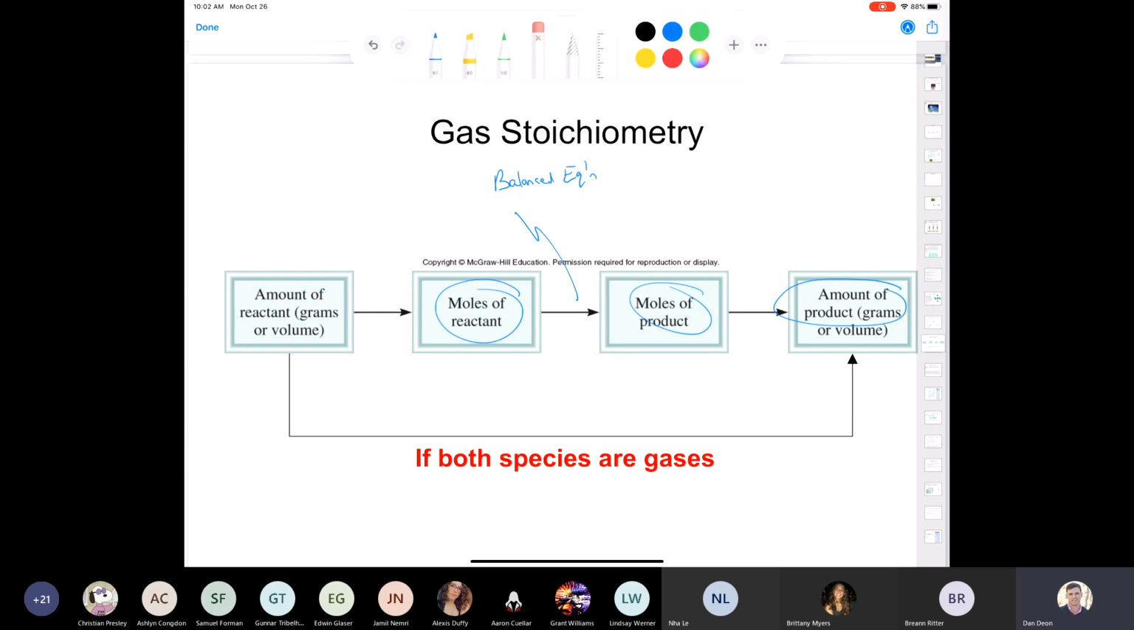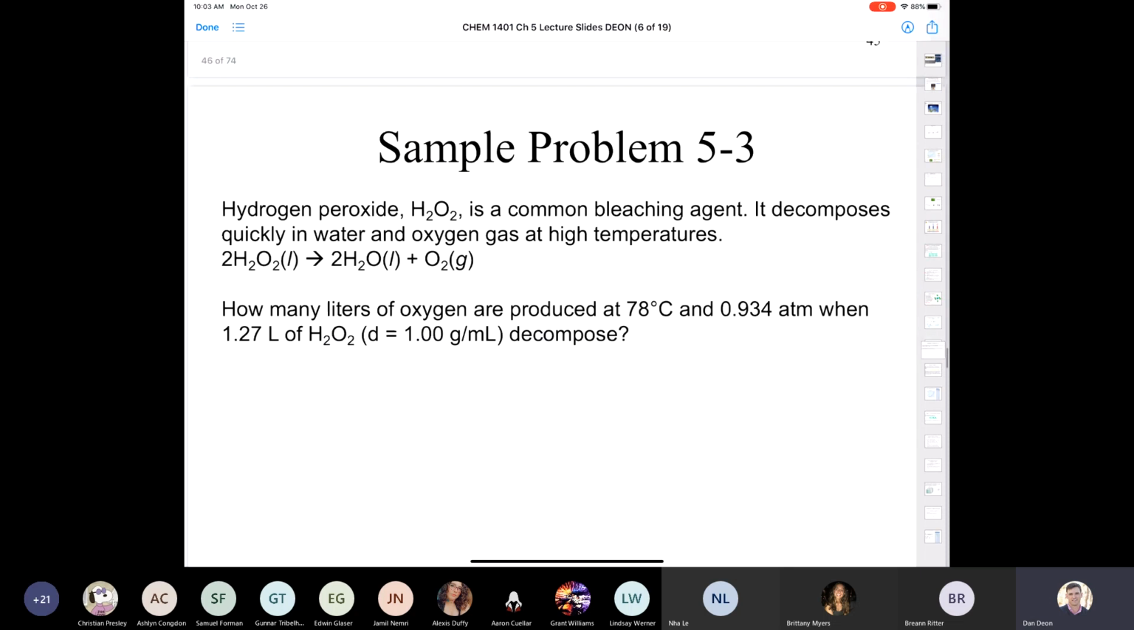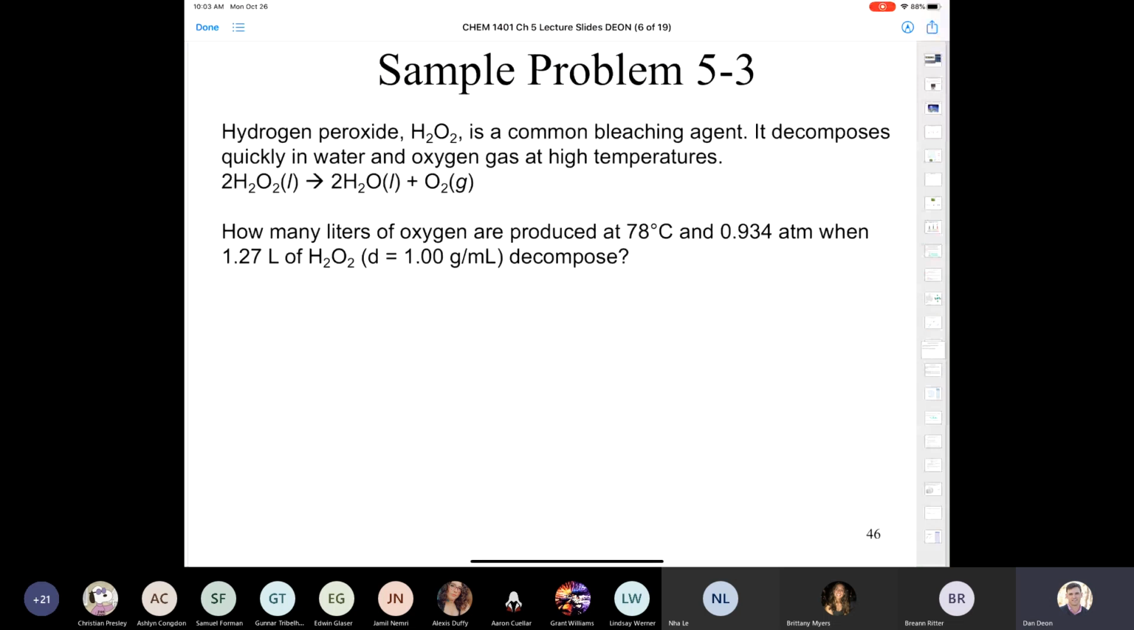But what's different about gases is that we can also use volume, and we can go directly from volume to volume. Why? Because of Avogadro's law. Well, with that in mind, let's take a look at an example, and it should crystallize once you see the concept in action.